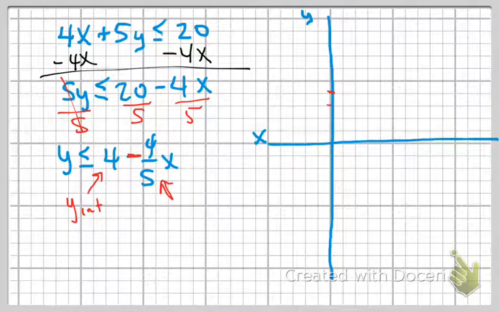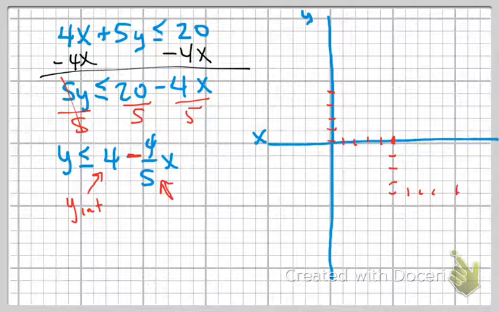1, 2, 3, 4, then 5 to the right. So I'm going to stop right there. I'm going to go down 4 again, 1, 2, 3, 4, and 5 to the right.